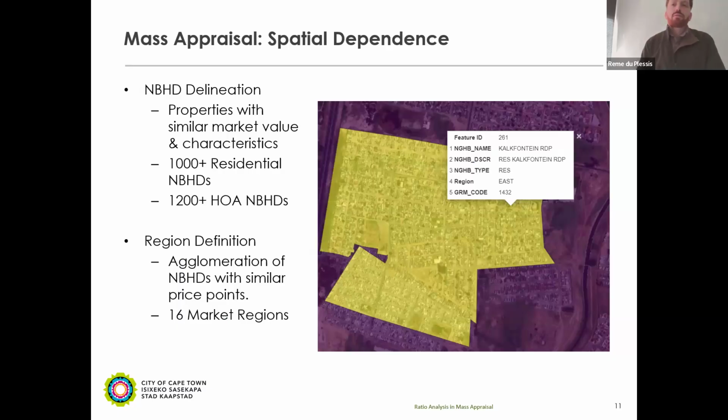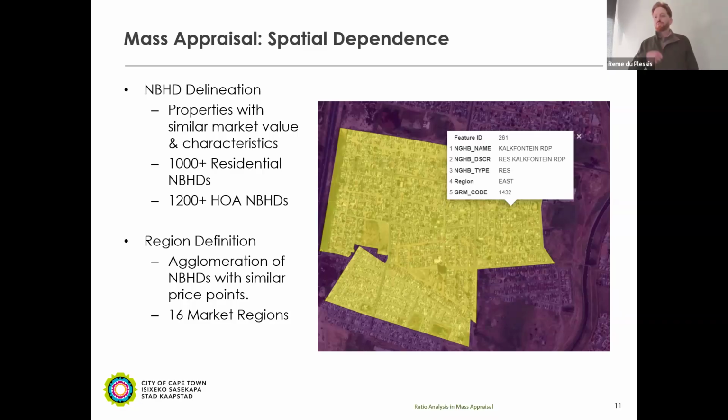Then we also have some spatial dependence in our data, and it's quite stark in the City of Cape Town. So we have to account for this somehow. And sometimes these jumps are very discrete. You can go from rather high valued houses to, across the street, several price classes below that. So we do neighborhood delineation.